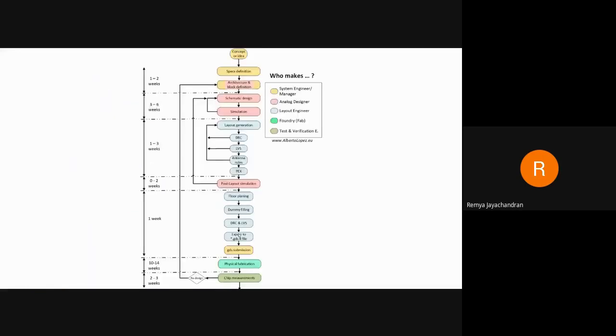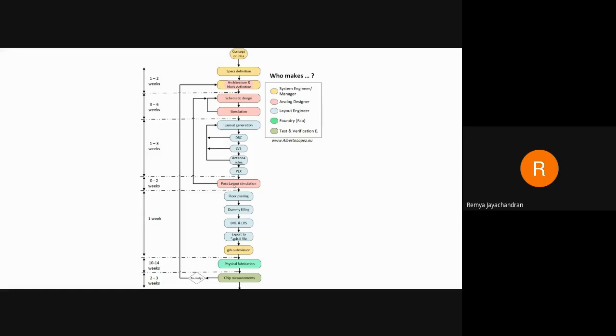So this is the flowchart of that. You can see that the concept or idea, the specs definition, and the architectural block definition may take 1 to 2 weeks. Then the schematic design and the simulation may take 3 to 6 weeks. And then the layout generation and the DRC, LVS, antenna route check, and the PEX extraction can take 1 to 3 weeks. This is only for those who are experienced; they won't take much time. If you are doing it for the first time, it may take months to complete these steps.